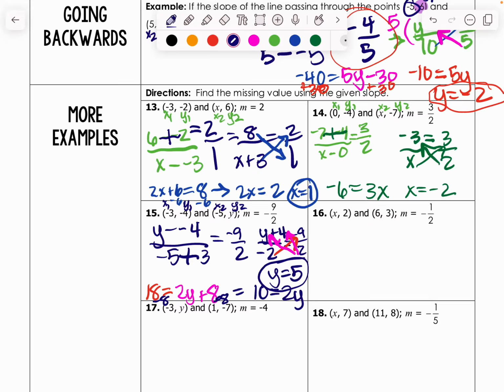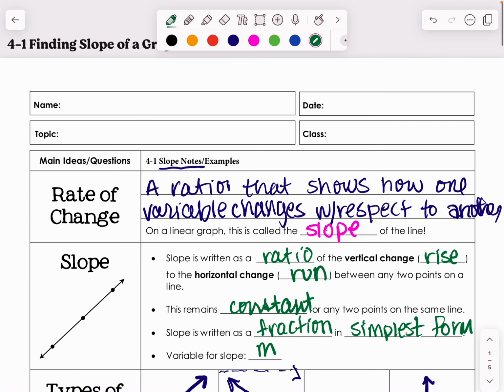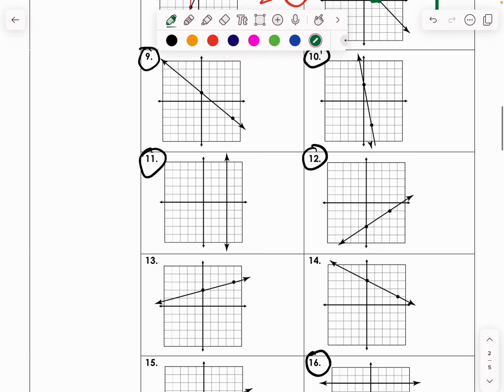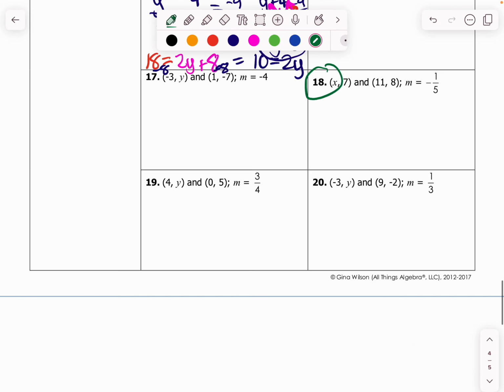Okay, so I'm going to have you do 2 on your own. Why don't you do both number 16 and 18? And don't forget to complete then the worksheet that is labeled 4-1 finding slopes problem. Okay? All right, come see me in office hours if you have any questions.